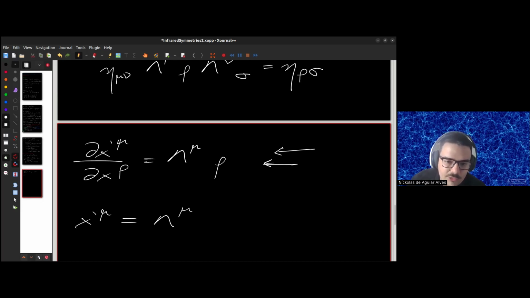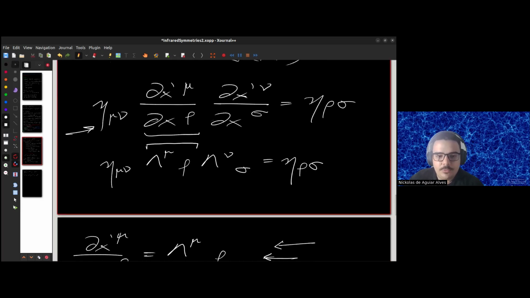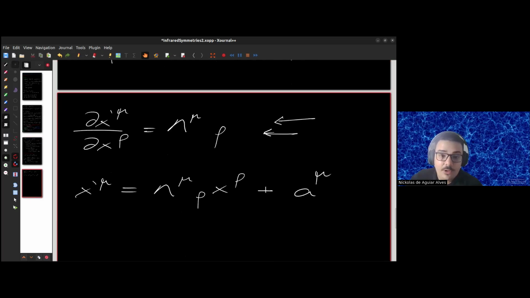of the original x by this expression here. It's going to be a linear term plus an integration constant. So this is the expression I get for the general coordinate transformation, the most general coordinate transformation that preserves the components of the Minkowski metric. So when I do this, I get the transformation with this appearance.